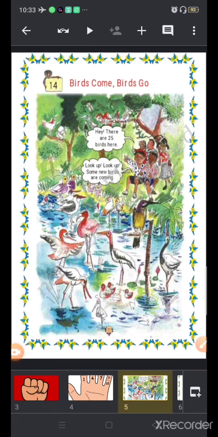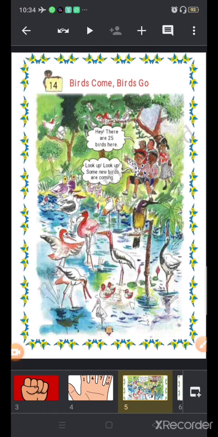Chapter 14, Birds Come, Birds Go. Open your books, everybody, page number 111, chapter 14, Birds Come, Birds Go. What is written here? These children are playing and they are watching the birds. Hey, there are 25 birds here. Look up, look up. Some new birds are coming. These children are talking with each other, isn't it?